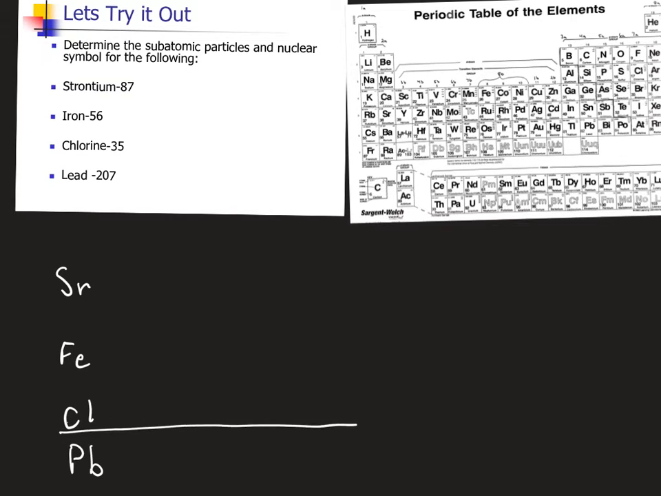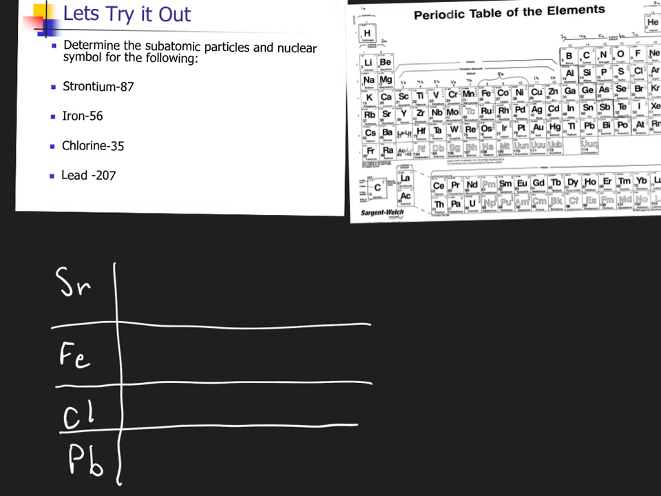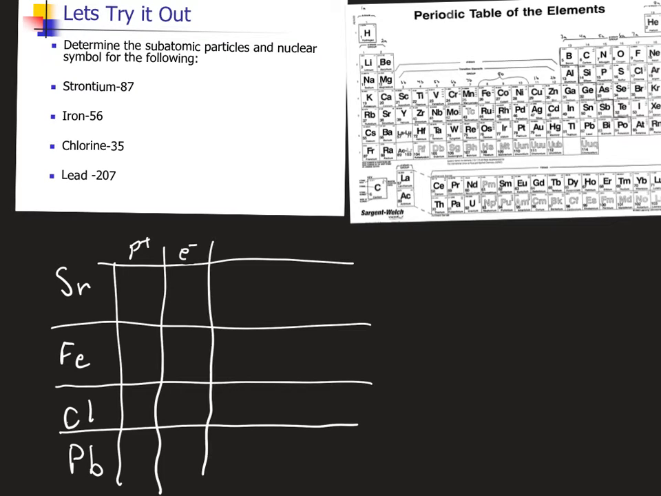We're going to need to have some lines here to kind of separate some things out. We're going to need to find subatomic particles. So let's go protons. Let's go electrons next. It's just going to make life a lot easier for us, I think. You could go neutrons next, but I'm going to go electrons next. I think it'll be easier for us. Let's go neutrons. Okay. Nuclear symbol.